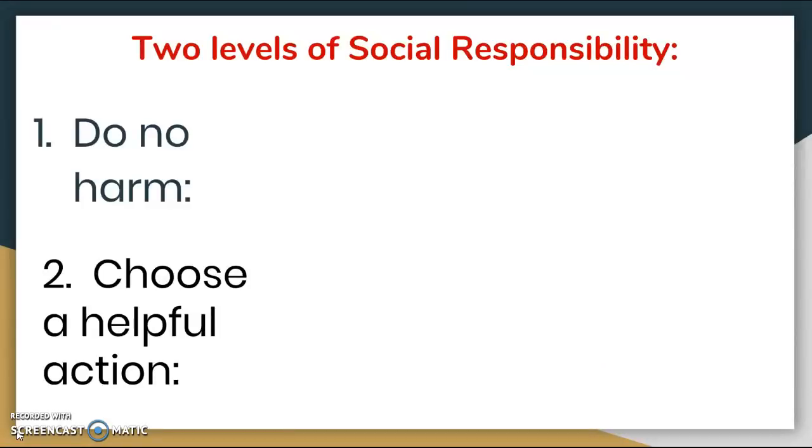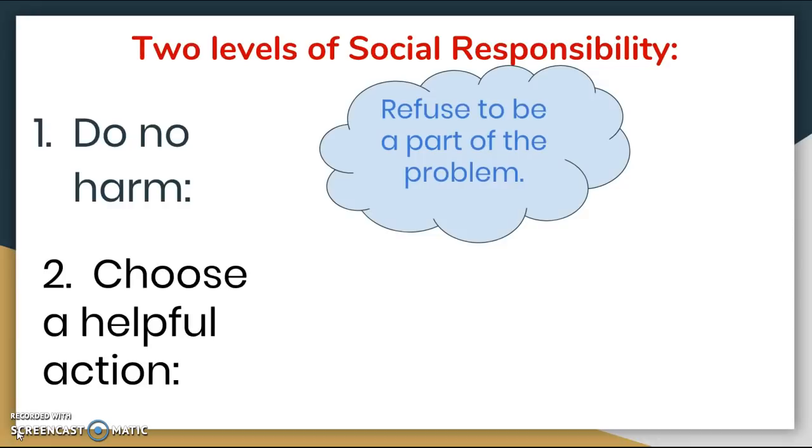So when we think about do no harm, I'm going to think about the example of, let's say you come into your classroom and there's a substitute teacher in the room. And maybe this is someone that's new to Schmucker, you've never seen them before, or maybe it's a sub that you know has had trouble in a class that you were in before. So the first choice you could make is to simply do no harm in that situation. And you can just refuse to be a part of the problem.